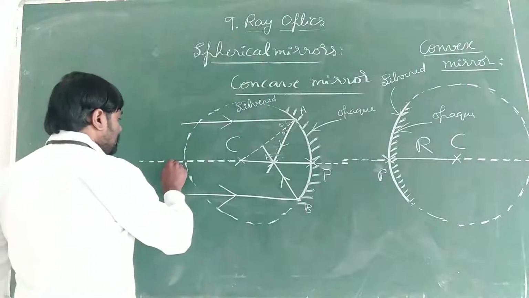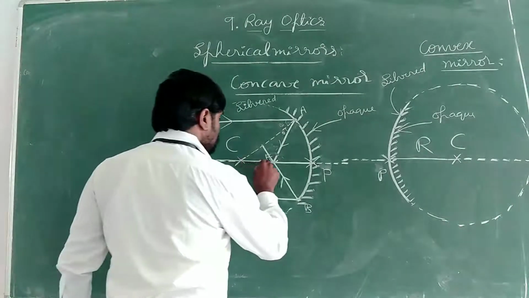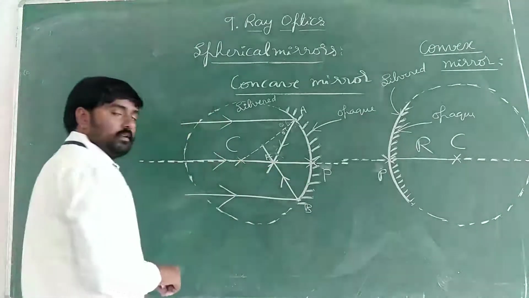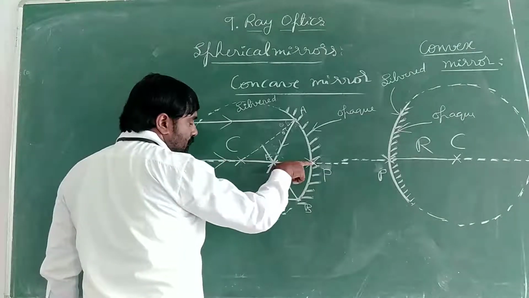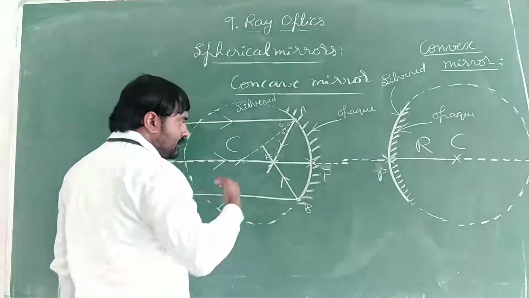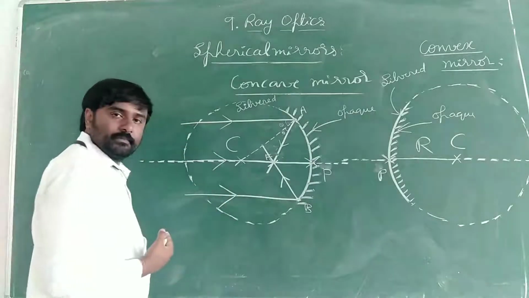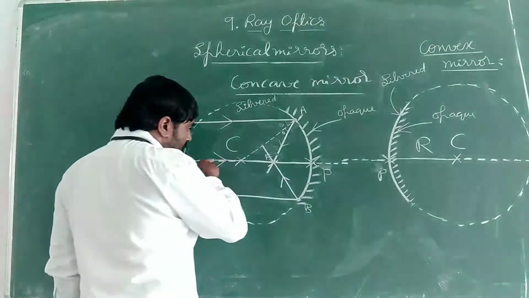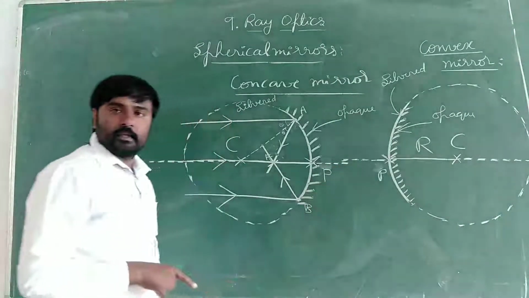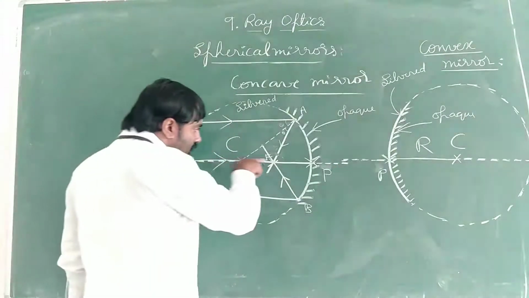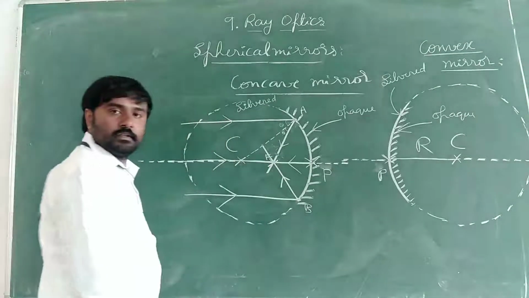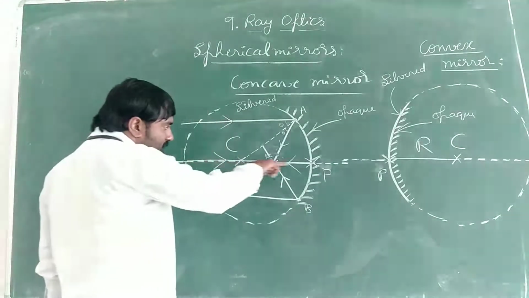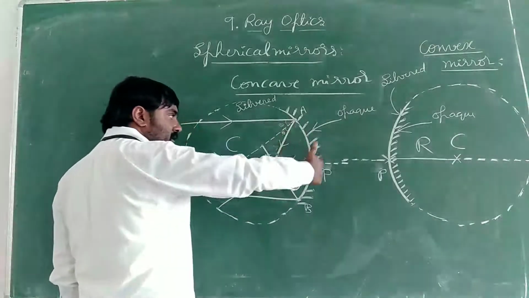Suppose a ray of light is incident like this, passing through the center of curvature and incident at point P. In this case, the line through P is a normal. Here the ray of light is incident normally, so the ray retraces the same path. In this case, the angle of incidence is equal to 0 and the angle of reflection is equal to 0.